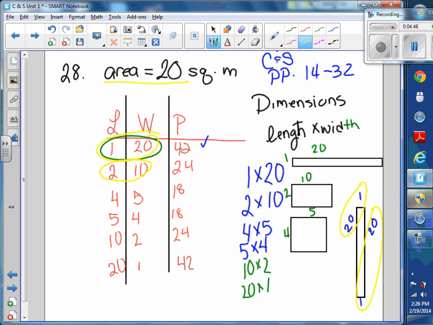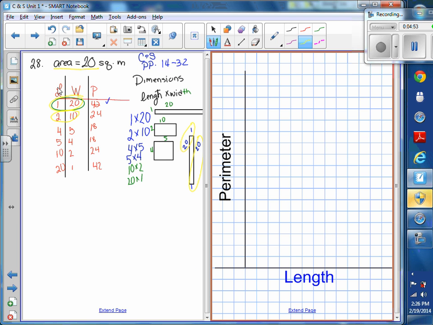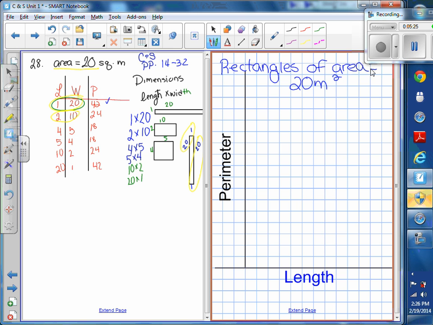Okay. So then it asks you to do a graph, right? A graph of length and perimeter for rectangles of area equal to 20 meters squared. Okay, so I have to plot points. So when I make a graph, I have to think about how I want to do the spacing. For perimeter, that's going to be on the vertical. The perimeter is going to be along this axis here.